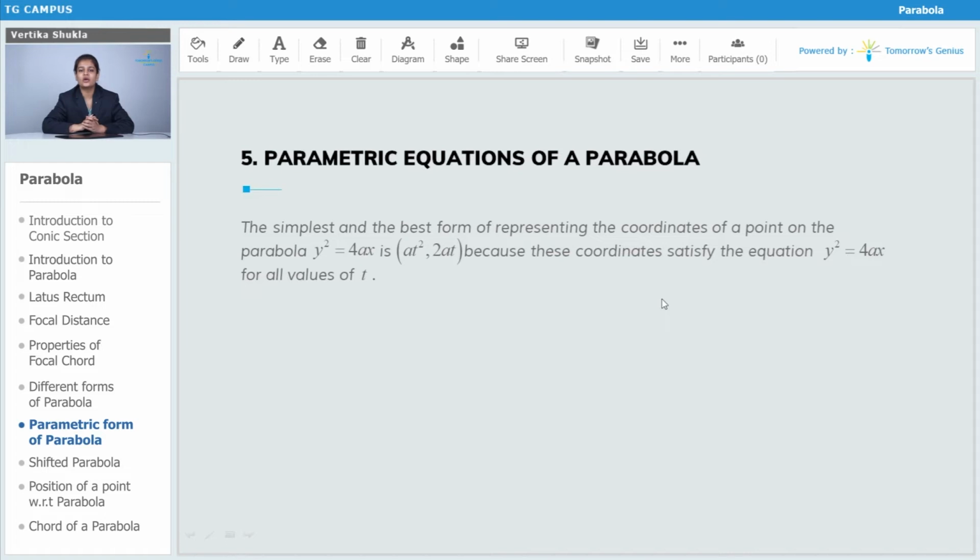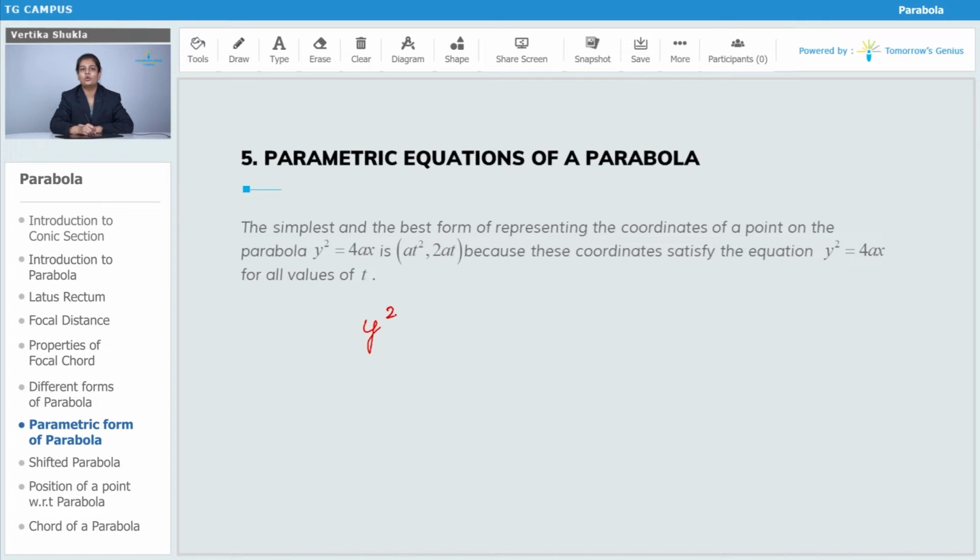Why do we use these coordinates? In some questions we need to simplify our calculations. So for that we use these kinds of coordinate system or these kinds of parametric equations. What is the coordinate that we have taken? We have taken the parabola as y square is equal to 4ax.